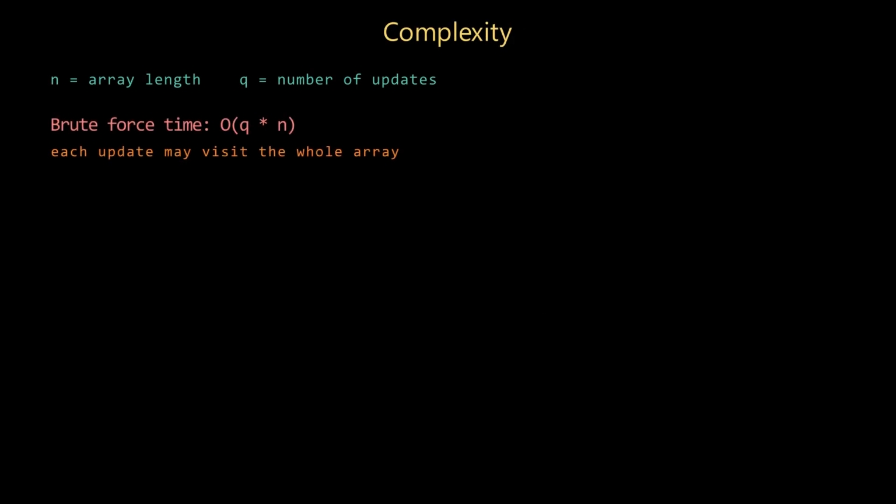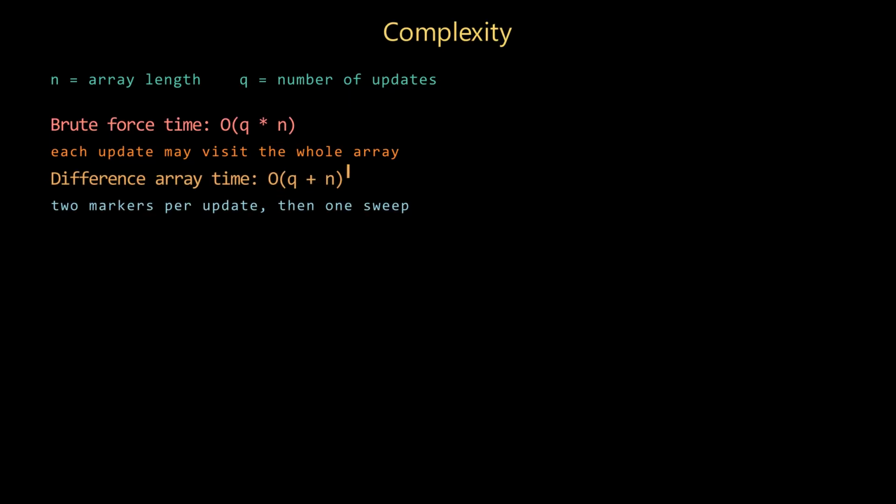For brute force, each of Q updates may touch up to n cells, so time is O(Q times n). With a difference array, each update changes 2 markers, and the final sweep is linear, so time is O(Q plus n). The extra space is O(n), for the difference array.